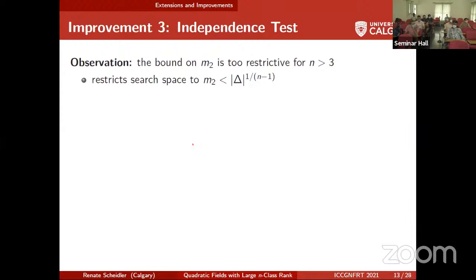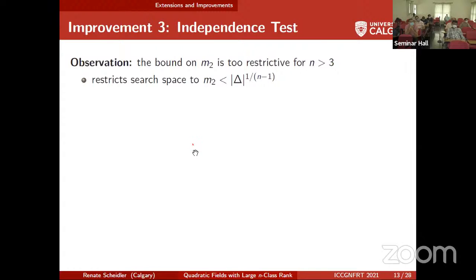So the bound on M2 for this, when n exceeds 3, when you look at n class ranks bigger than 3, it's just too restrictive. The M2 is basically restricted to the n minus first root of delta. And you just don't find enough stuff. You can run this algorithm and you just don't find anything. It's way too restrictive. And that leads to the third improvement.